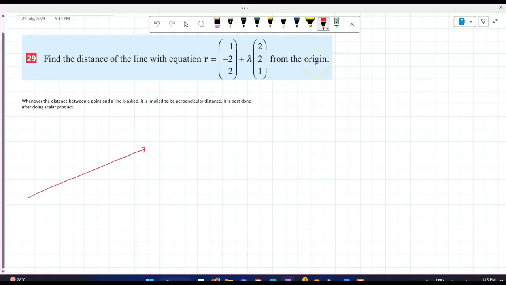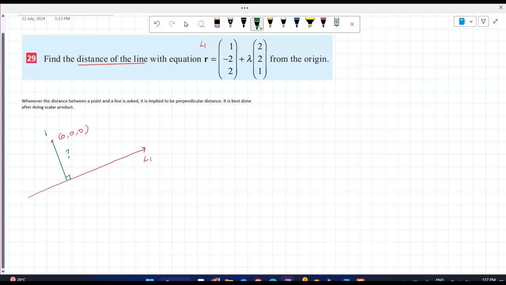You have some line in space, correct? Let's call this L1. So this is my line L1, and you have the origin. What is the distance? Now the distance between a point and a line is always the perpendicular distance. That's your shortest distance, and the shortest distance is the perpendicular distance. You have to find this distance.